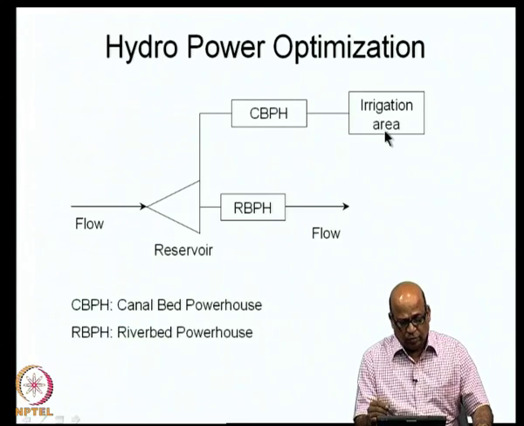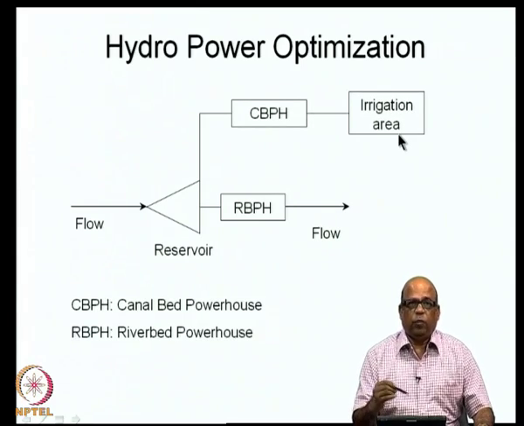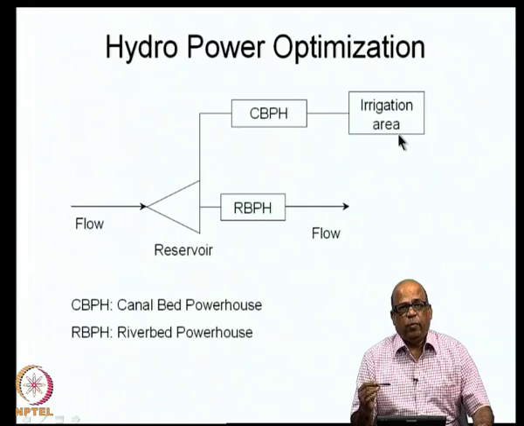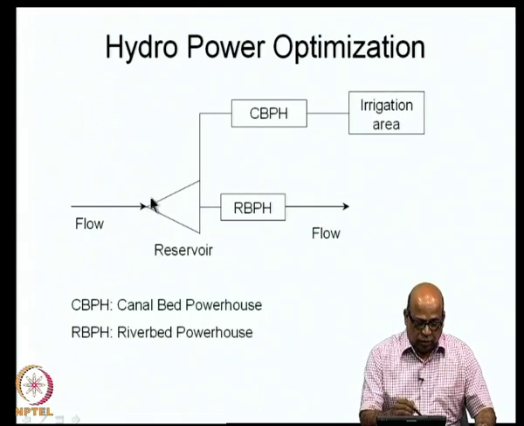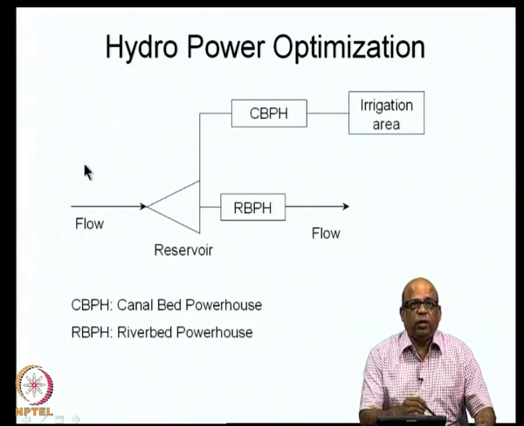Now, when we are looking at such a problem, as I said, we may say that we want to meet the irrigation demands 100% of the time. Then what is the power that is generated? We may want to meet the irrigation demands at least 90% of the time. Then what is the maximum power that we can generate all through the year, subject to the uncertainties associated with the inflows.